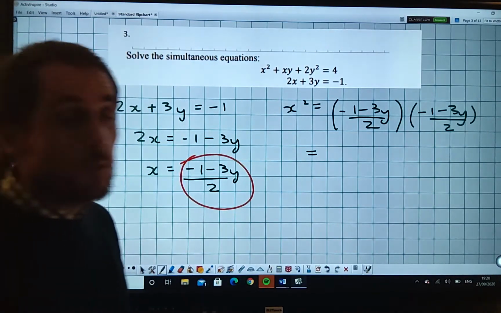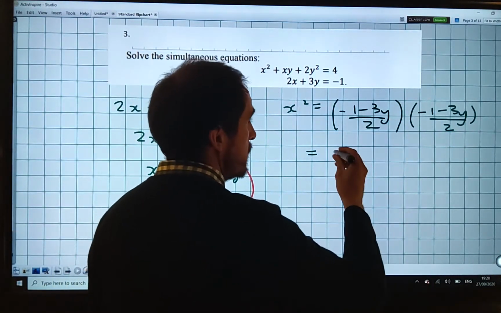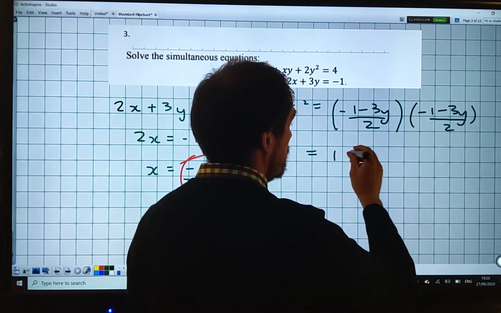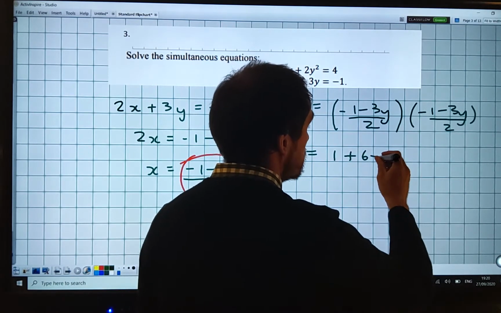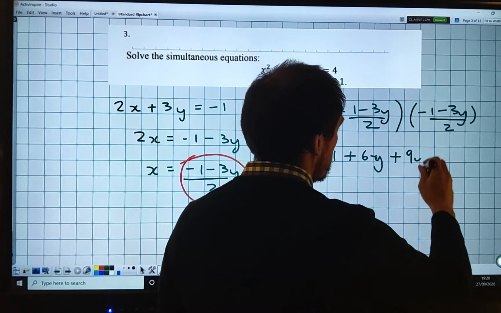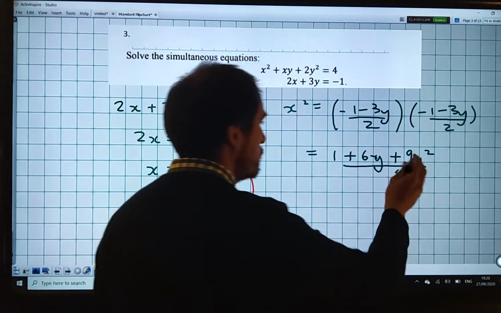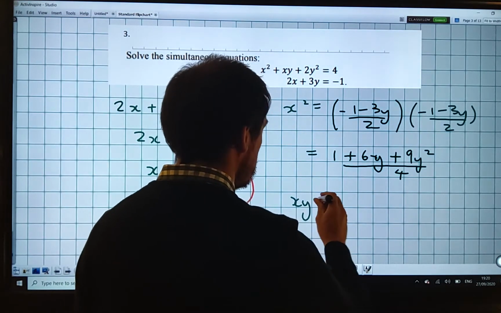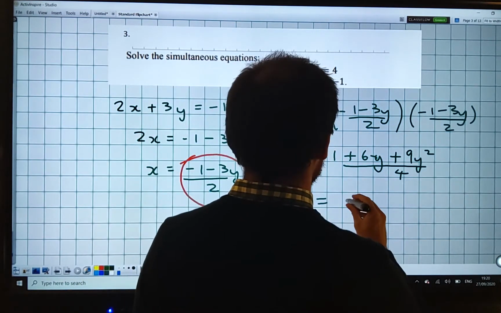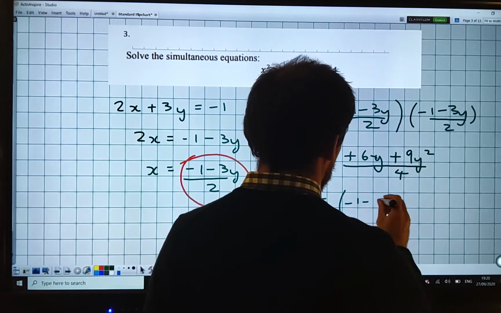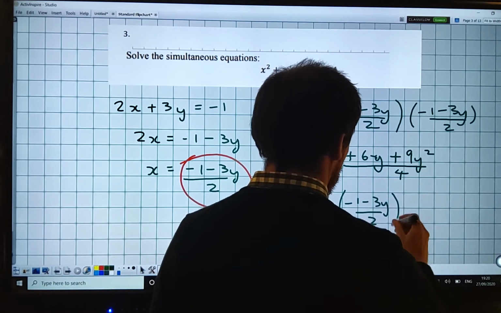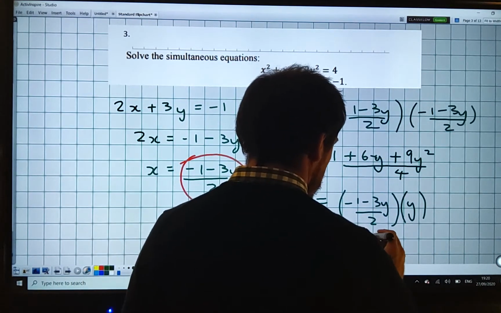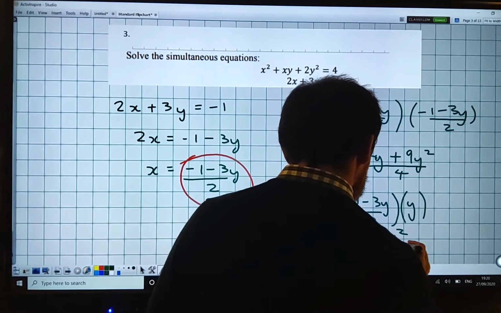And again, this helps when you can multiply this out really quickly. So minus 1 times minus 1 is 1. So it's going to be plus 3y, plus 3y is plus 6y, plus 9y squared. And that's all over 4. So it's important to understand because that's going to pop in here. xy then is equal to minus 1 minus 3y over 2 times y. So that's equal to minus y minus 3y squared over 2.